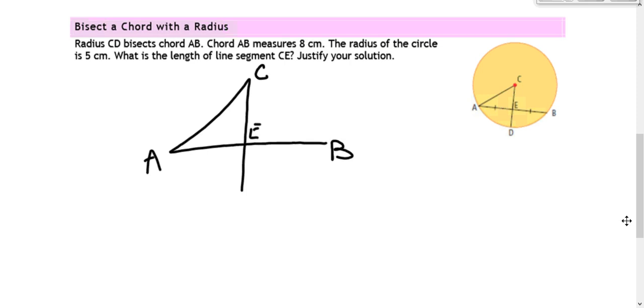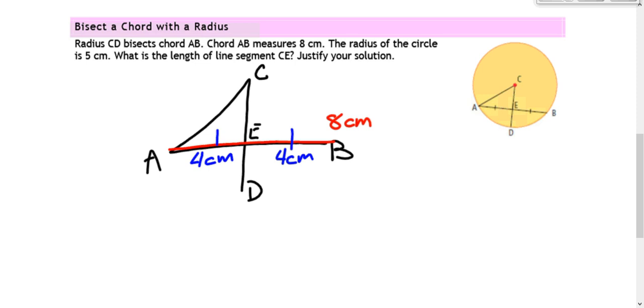E and D. So the information that we are given here: chord AB measures 8 centimeters. Now that's helpful, but only in the regard that we know that because this is a chord and it's bisected, these two should be perfectly equal. So that means this should be 4 centimeters, this should be 4 centimeters.